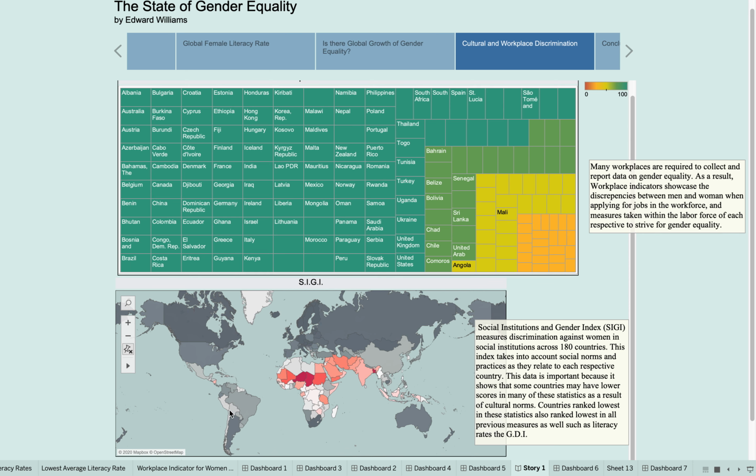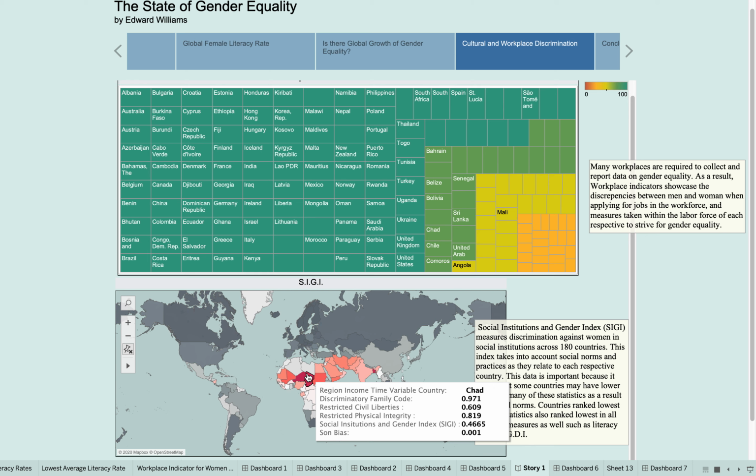However, the overall arching theme is that countries that have the highest SIGI ranking have the highest amount of social discrimination against women. And what's very interesting about this is that the same countries that rank low in all the other previous metrics again rank low here.